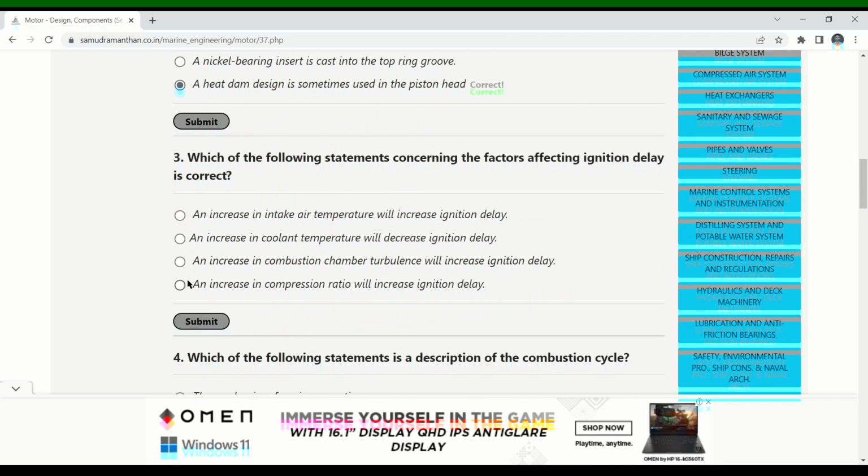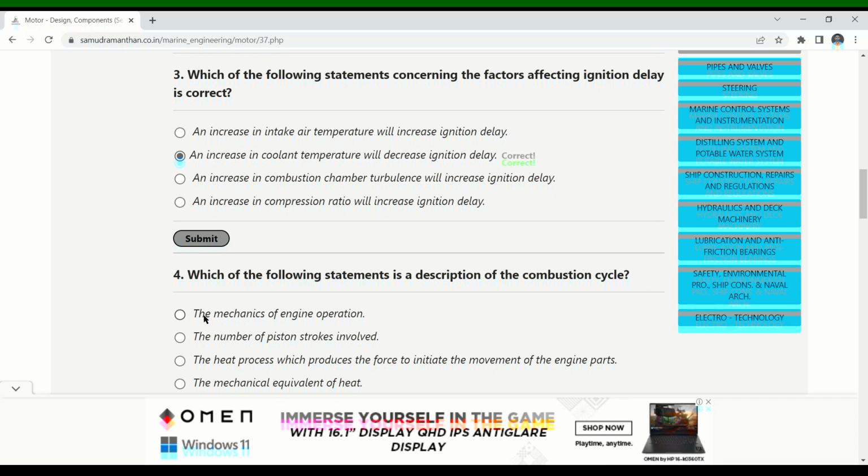Our next question is, which of the following statements concerning the factors affecting ignition delay is correct? And the options are, an increase in intake air temperature will increase ignition delay, an increase in coolant temperature will decrease ignition delay, an increase in combustion chamber turbulence will increase ignition delay, an increase in compression ratio will increase ignition delay. The correct option should be an increase in coolant temperature will decrease ignition delay.